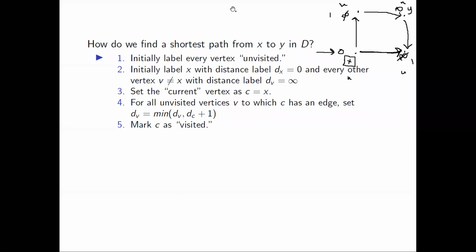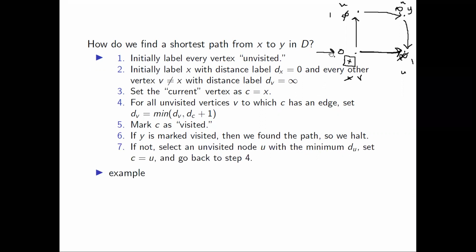Now we mark the current vertex as visited. So this U becomes a V. And if we marked Y visited, we didn't, but if we did, that would be the end of it. Since we didn't do it, we keep on going. And if we did not mark Y visited yet, then we'll select an unvisited vertex with the minimum distance label. So it's possible there's multiple with the minimum distance label. We'll just pick one of them.